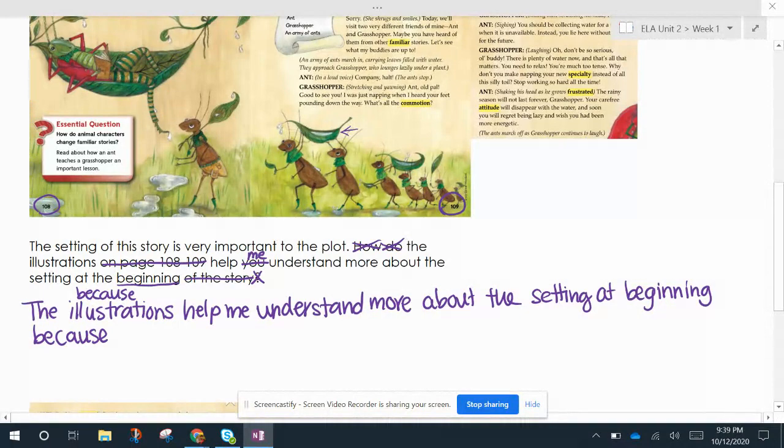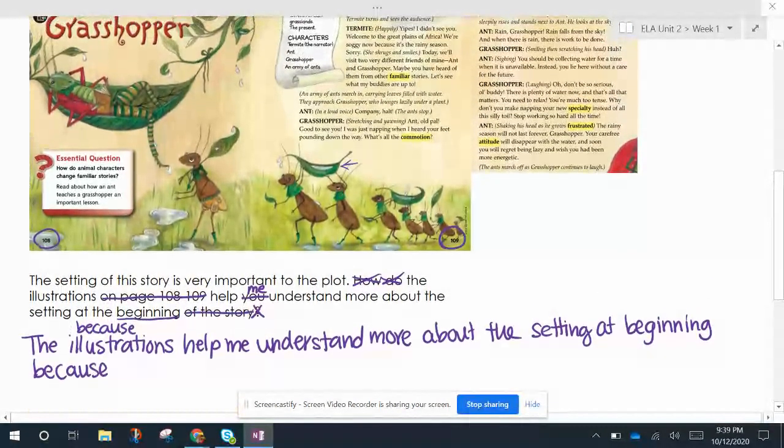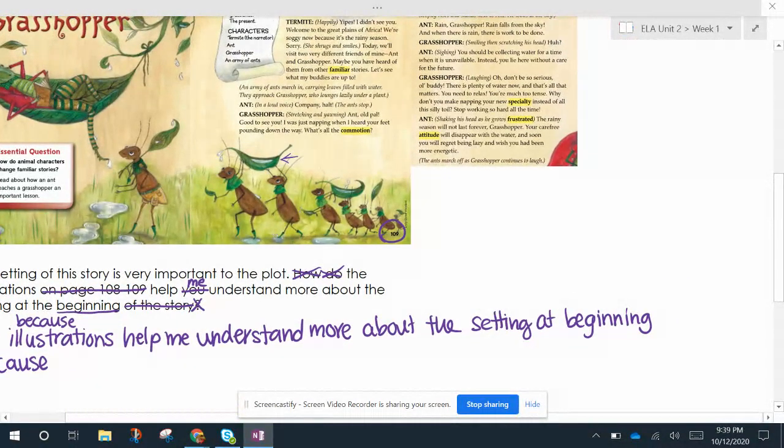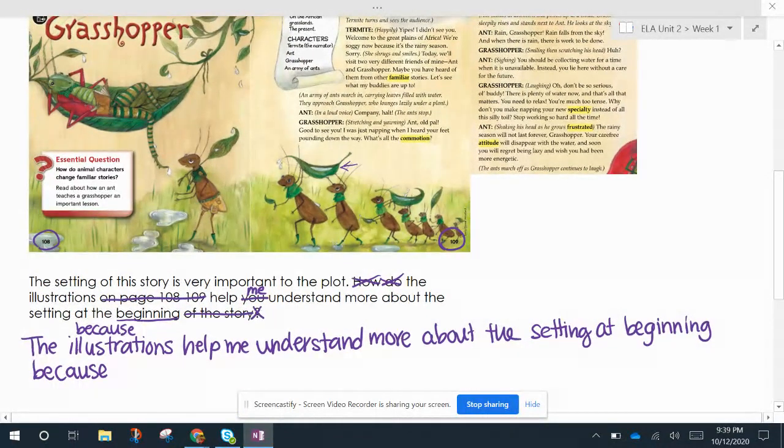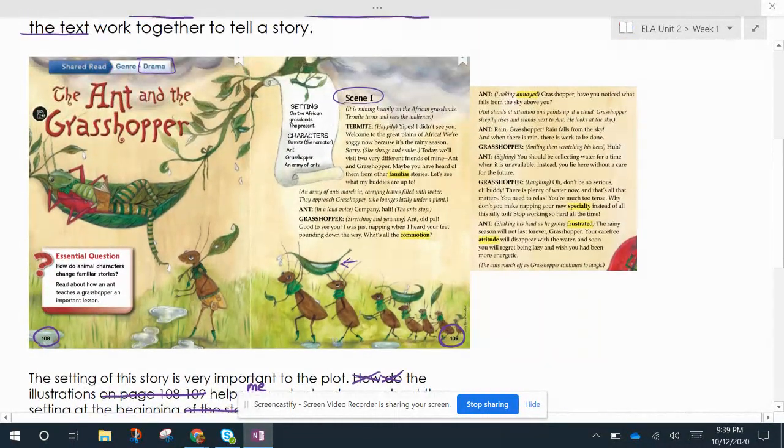All right, what do the illustrations show me? Well, they show me how wet it is specifically. Now, if we go back and look at the text, that says the setting is on the African grasslands, the present. Before we start scene 1, it says, it is raining heavily on the African grasslands. Termite turns to see the audience. So key part, it tells me about my setting. It's raining heavily on the African grasslands.